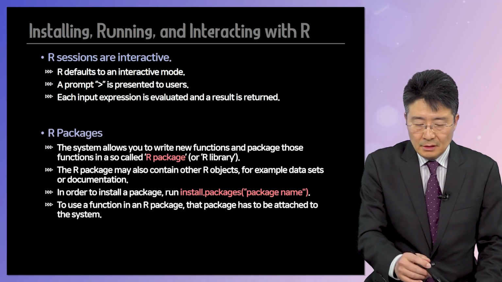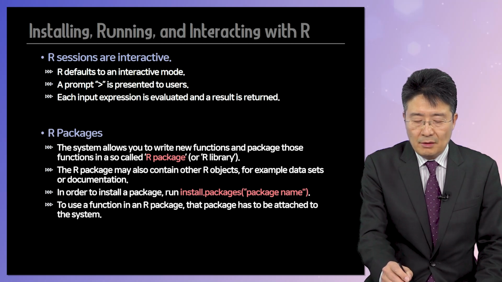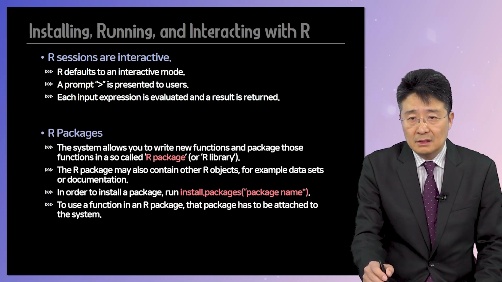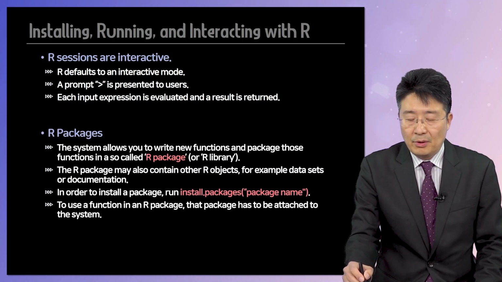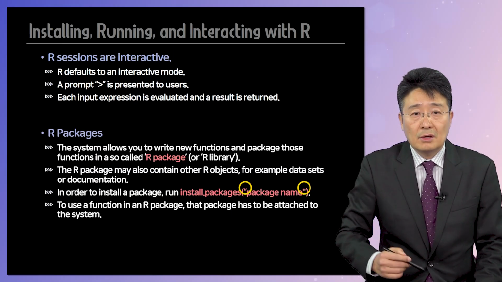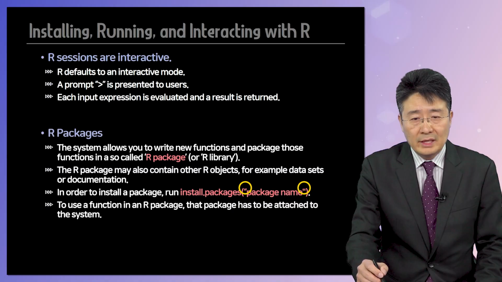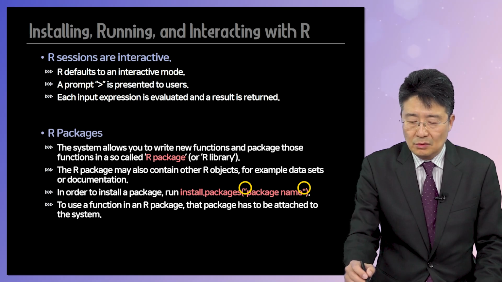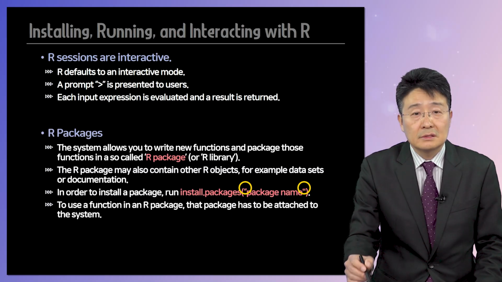In order to install a package, run this command: install.packages, parentheses, double quotation, package name, double quotation, parenthesis. I'd like to emphasize this double quotation. Without the double quotation, you may not be able to install the R package. So in order to install R packages, you need to put double quotations. This is the point.